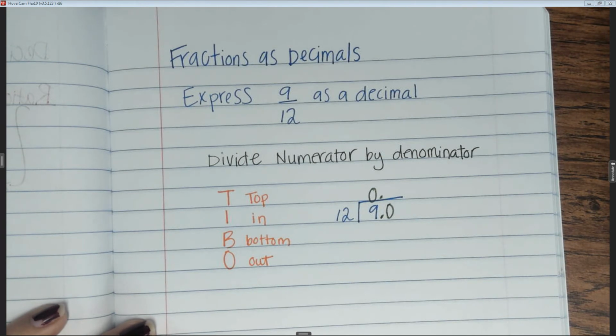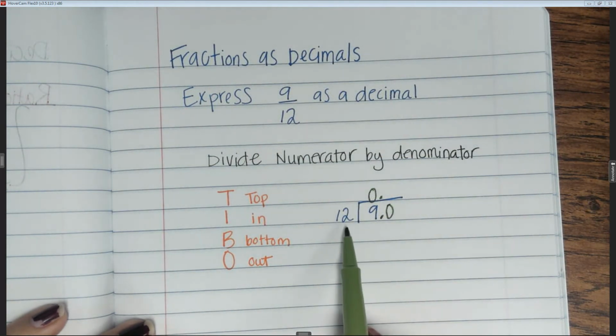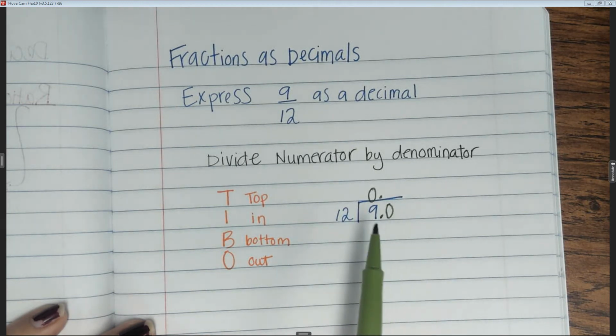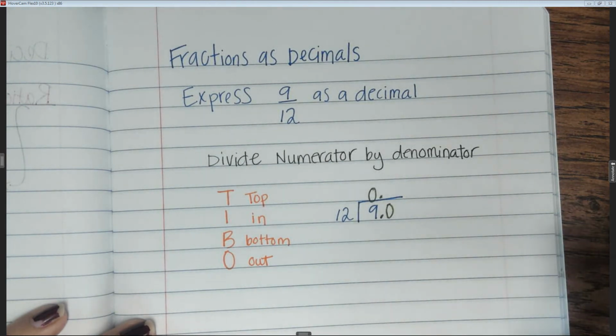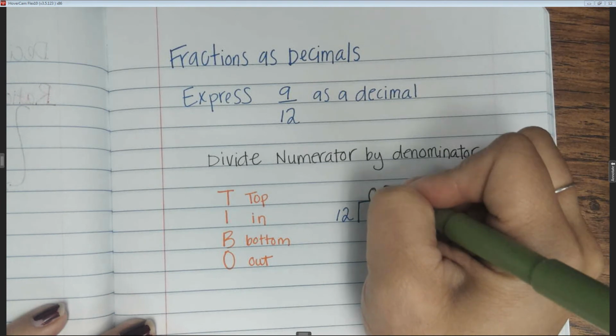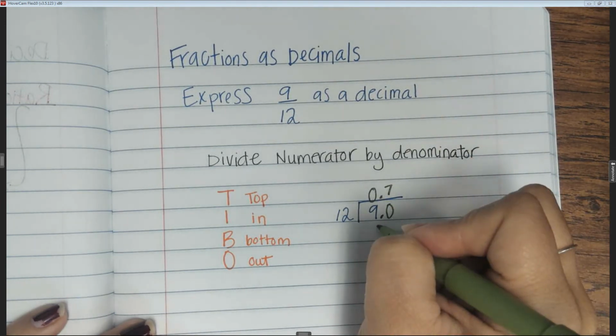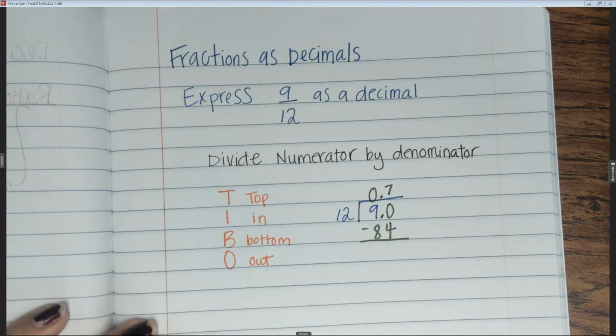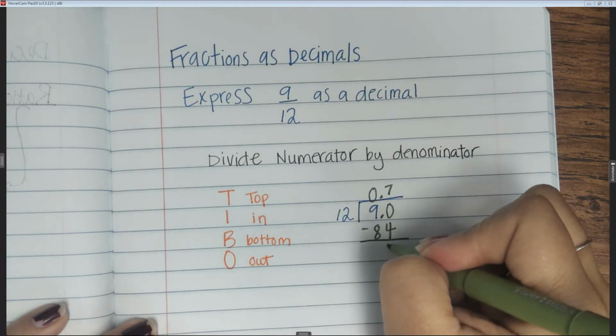Now I'm going to ask myself, how many groups of 12 are in 90? Okay, now I'm using 90, but really it's not really 90. I just have this 0 as a placeholder to help me find this number as a decimal. So how many groups of 12 are in 90 without going over? Well, I know that 12 times 7 equals 84. So when I subtract here, I'm left with 6.